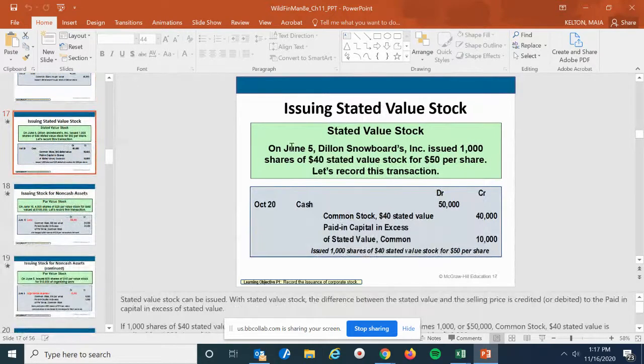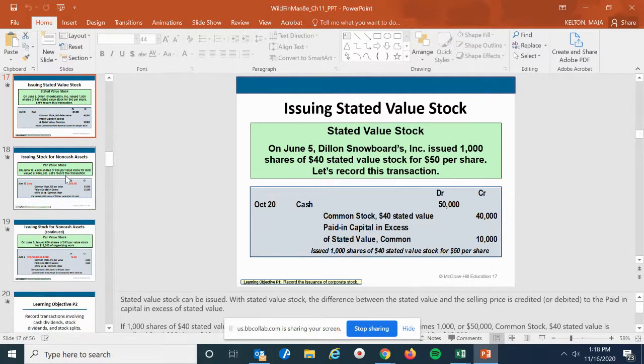The company can also issue stock with stated value. The stated value will be specifically stated. This is $40 stated value stock. They issue that for $50 per share. So the stated value will become part of the common stock entry, and then the rest will go into additional paid-in capital in excess of stated value, common stock. So these are just different ways to issue common stock.